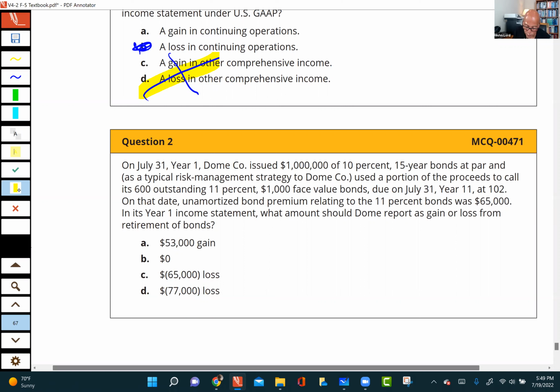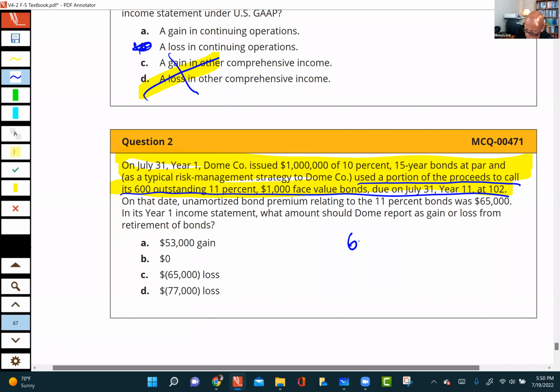Now, we say that on July 31st, year 1, Dome issued a $1 million, 10%, 15-year bond at par. A typical risk management strategy, which does not matter because we're not going to be calling this out as any kind of extraordinary item, and used a portion of the proceeds to call its 600,000 outstanding $1,000 face bonds at 102. Well, all that other stuff really doesn't matter much to me. All I need to know is, what did they pay to call these bonds?